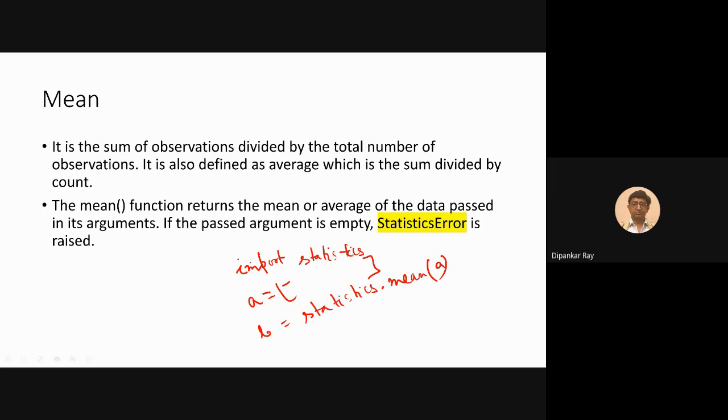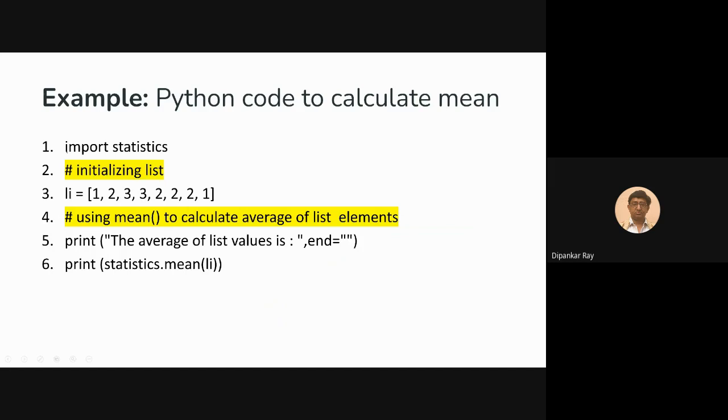So this first line, import statistics, is necessary. So I have written import statistics, then a list 1, 2, 3, 3, 2, 2, 1. Then print the average of list value is, now this part was to some extent important. If I write print the average of the value is colon, then I write print statistics mean li. Then what will happen?